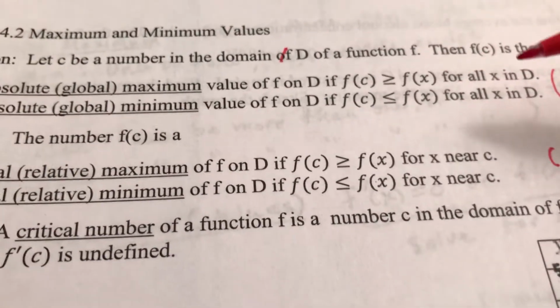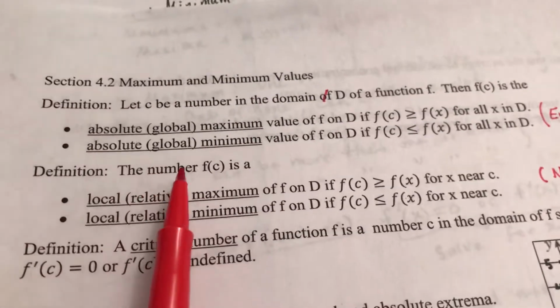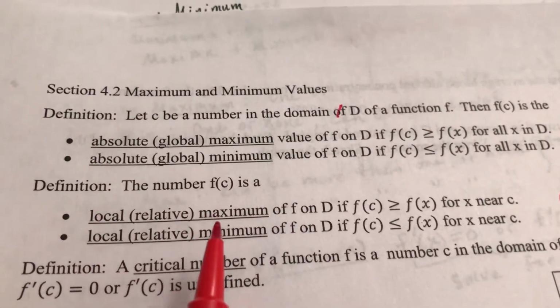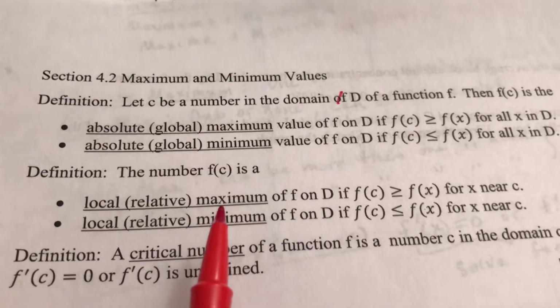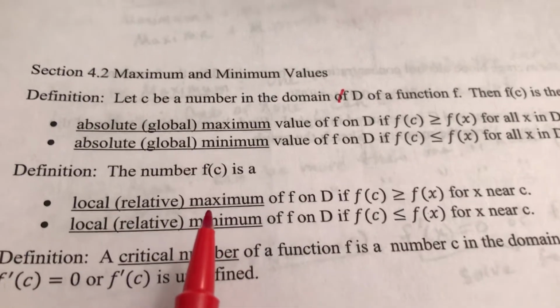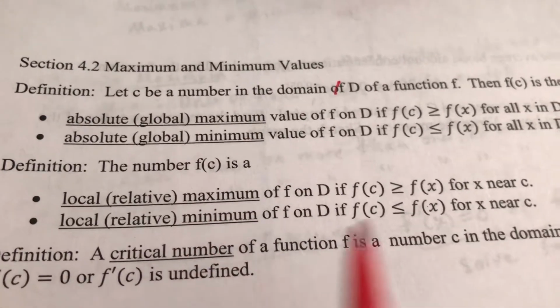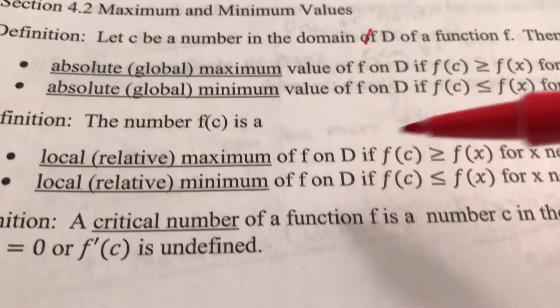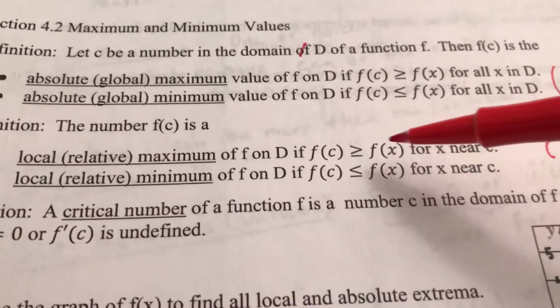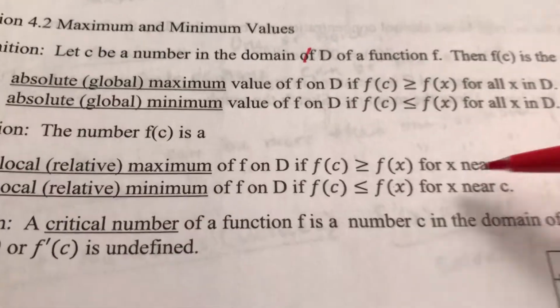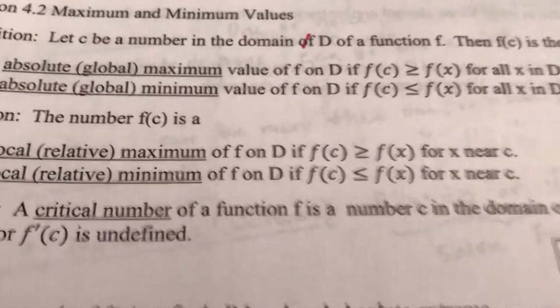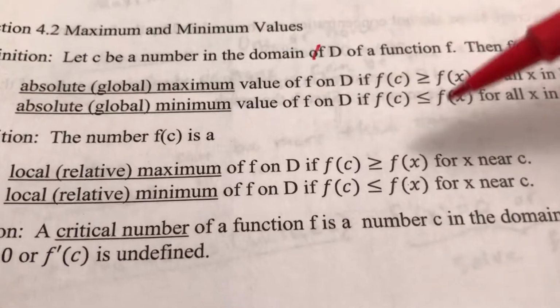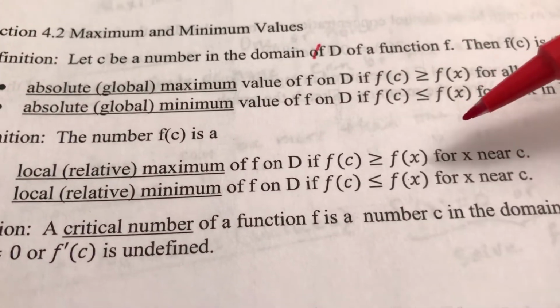And that's what we're going to be looking for today. Now, we also have f of C as a local maximum, so it's high in the neighborhood. And this is on this domain if f of C is greater than or equal to f of x for all x near C. So it's just in the neighborhood of that x value. You have a high point.